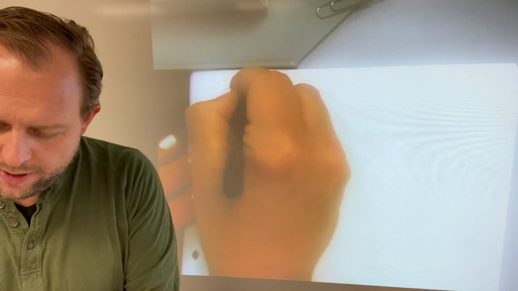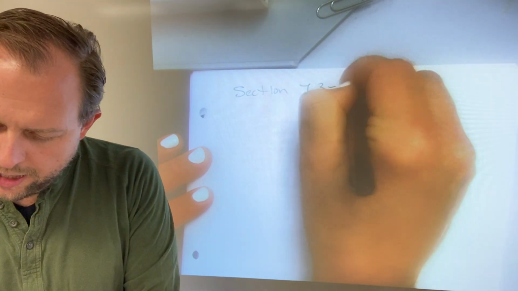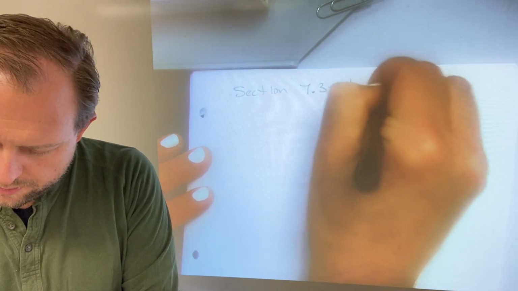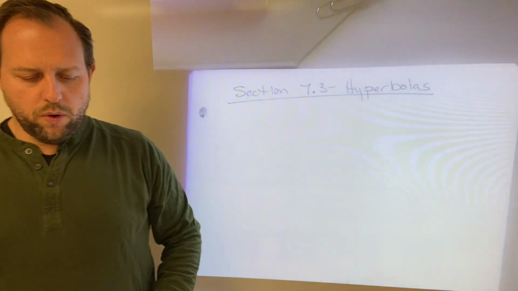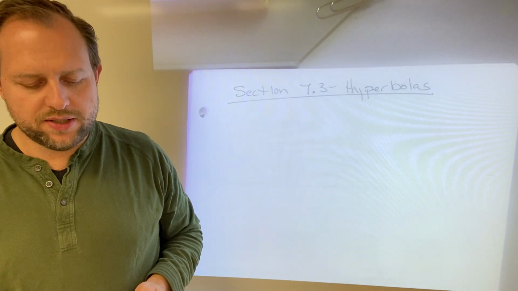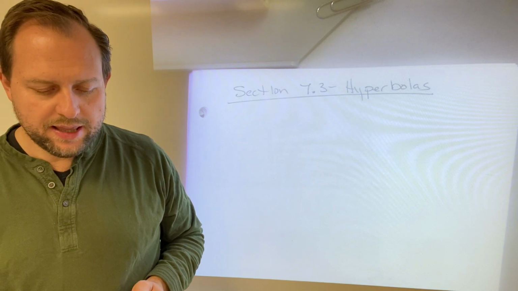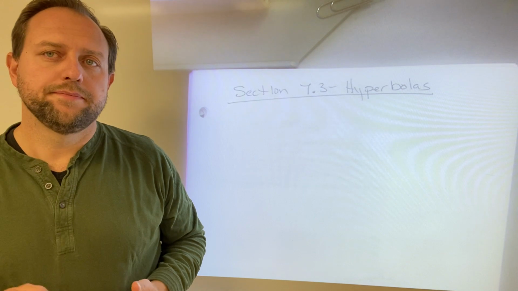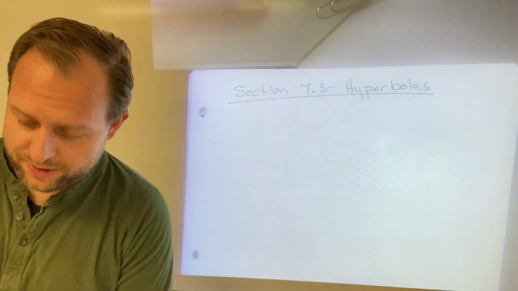Welcome back. We're going to start section 7.3 today. Section 7.3 is on hyperbolas. So the formula looks almost the exact same as they did in the last section for ellipses. There's only one difference.